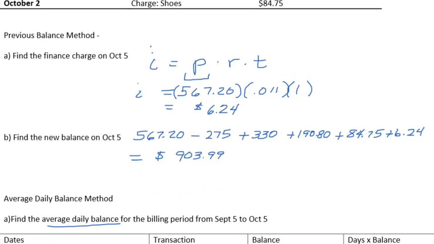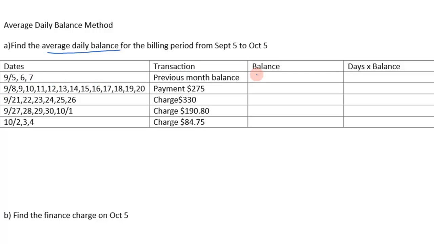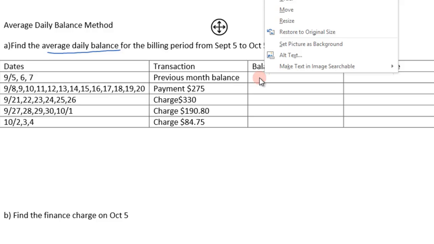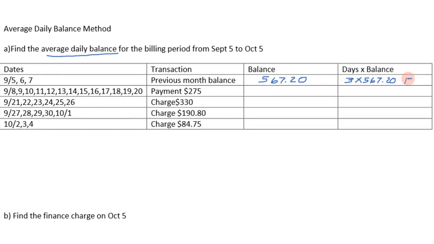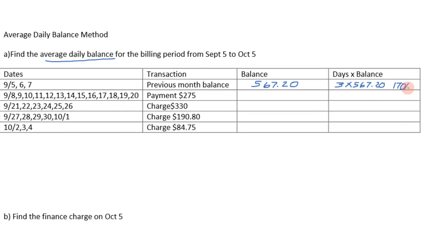So really, for 3 days of that month, the credit card balance was equal to the $567.20 that was on the credit card, right? Okay, and we had 3 days, the 5th, the 6th, and the 7th, where our credit card balance was $567.20. So you're going to multiply times $567.20, and you're going to keep track of that amount, and that's $1,701.60.